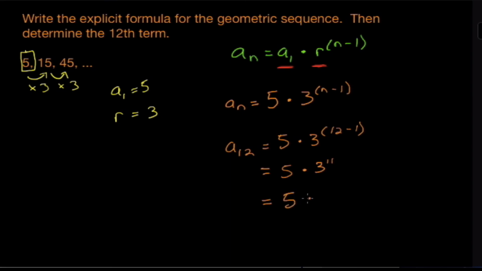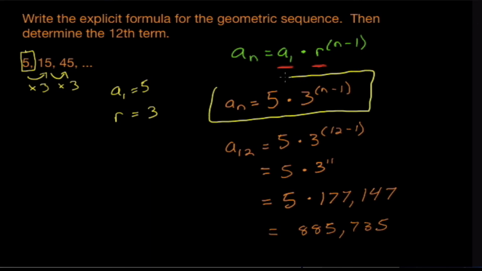3 to the 11th power is 177,147. And then when we multiply that by 5, we get 885,735. So the answer to our question is our explicit formula is a sub n equals 5 times 3 to the n minus 1, and our 12th term is 885,735.